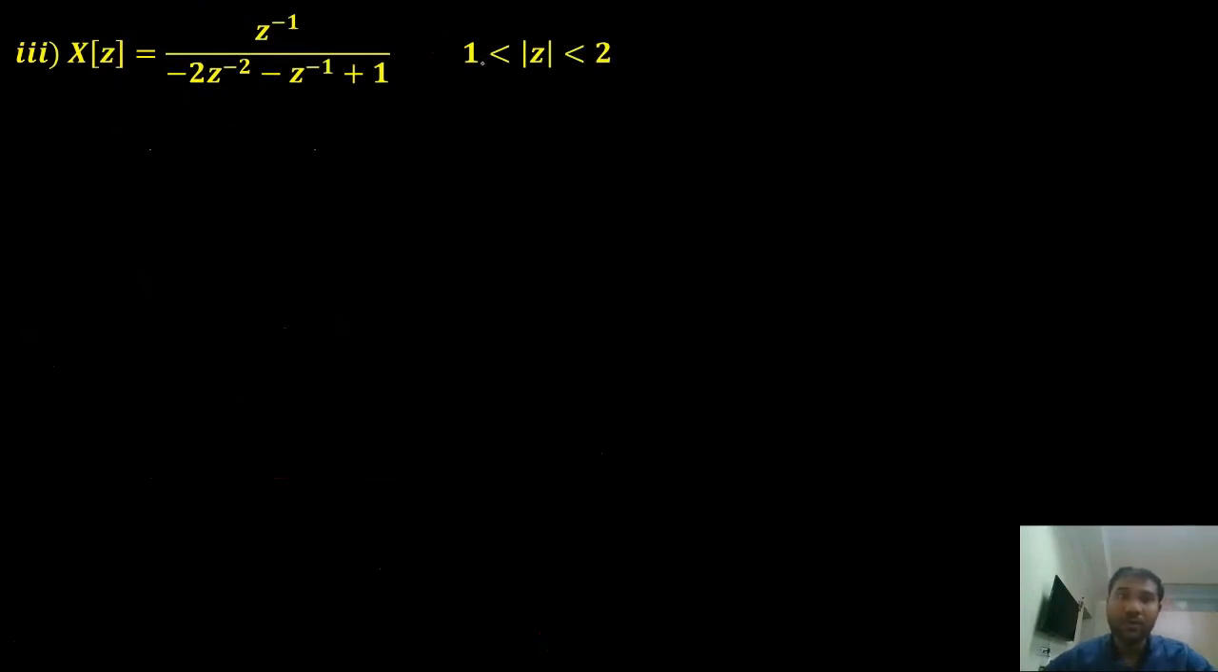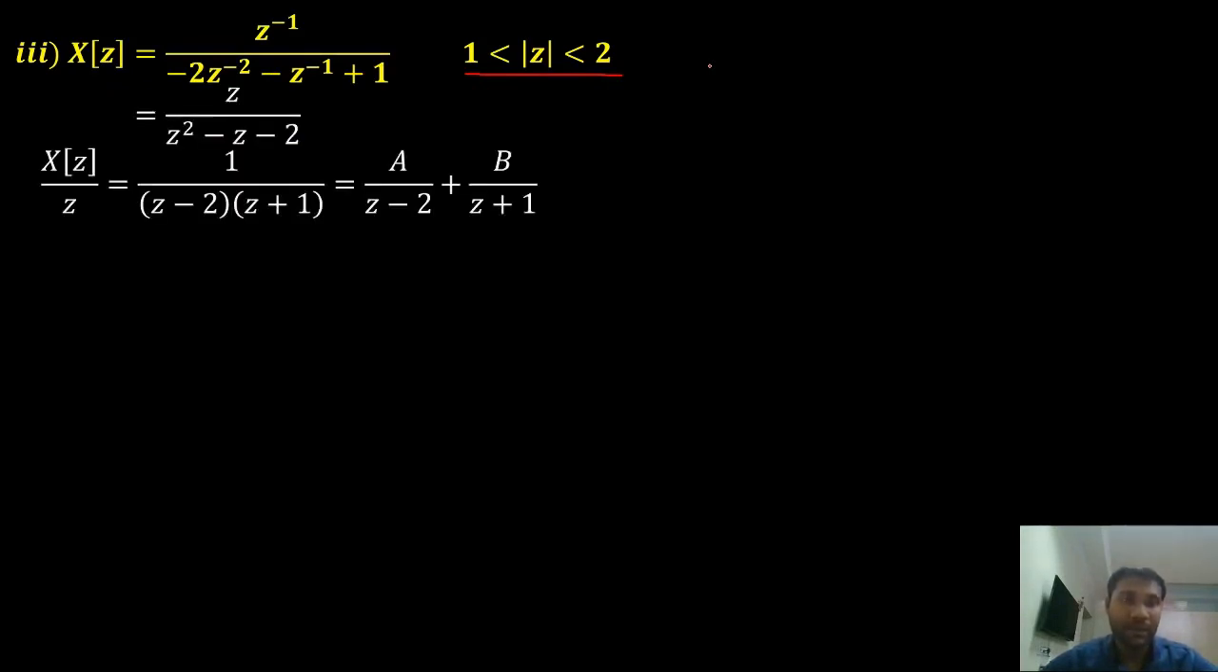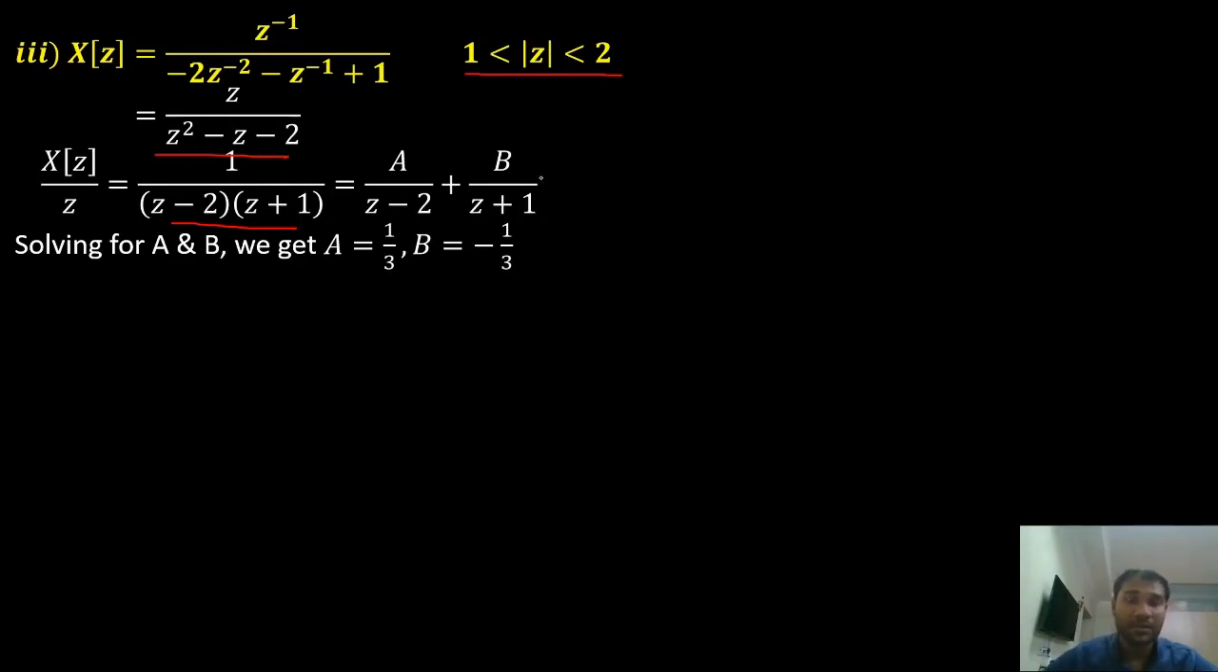Now we will look at a two-sided transform. This is a two-sided signal. Now we'll find the inverse Z transform of this signal. First we'll convert it in terms of Z, then make it partial fractions by factorizing the denominator. Now I will find the values of A and B. It's going to be 1 by 3 and negative 1 by 3. I'll substitute the values of A and B in this equation of X of z divided by z. This is what I'll get.